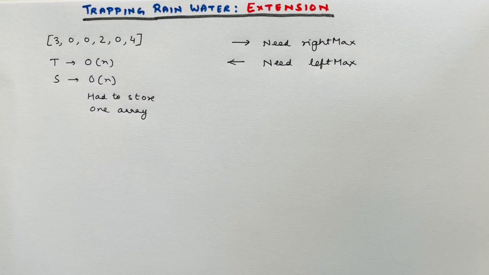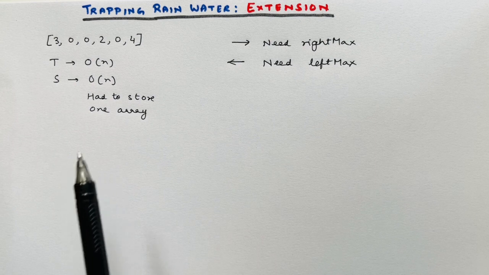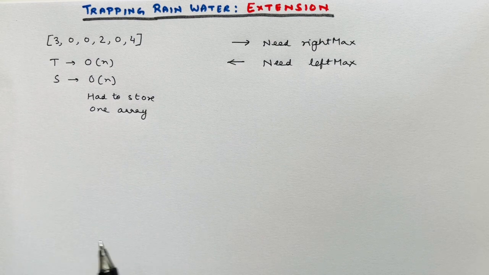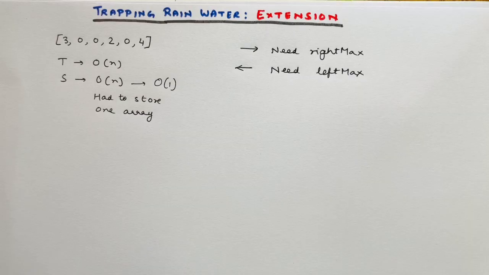Let us now see an extension of the same problem. Our current solution takes O(n) space complexity because we have to store at least one array, either left max or right max. Can we make it O(1)? Basically, can we find a solution where we don't have to store either the left max or the right max?